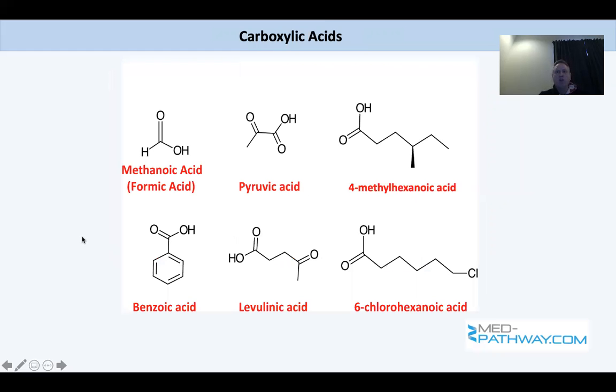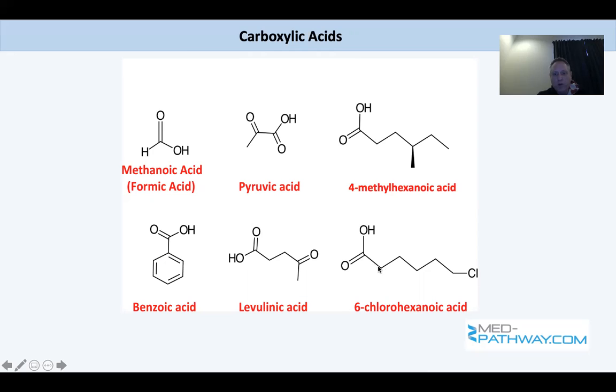Let's switch over to carboxylic acids. So this is a formic acid or methanoic acid. Here's pyruvic acid. You should definitely commit this to memory here, okay? Here's 4-methylhexanoic acid. Notice that the carbon in the carboxyl group is always number 1, 2, 3, 4.